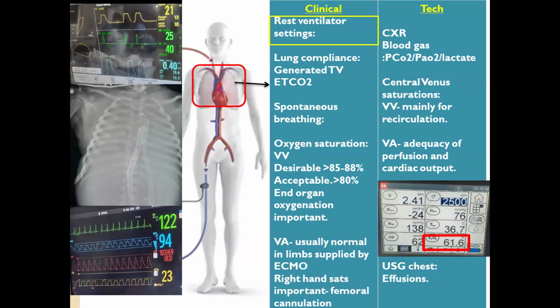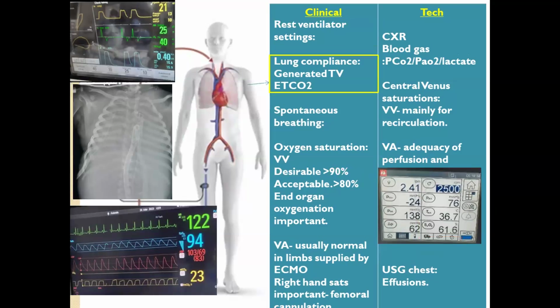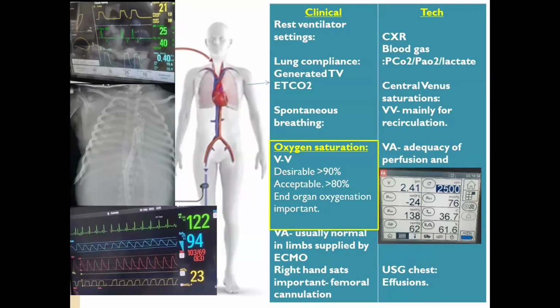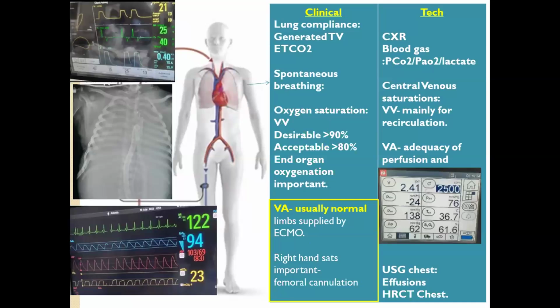When it comes to VA ECMO, we usually expect that saturations are normal, and generally we monitor the saturations in the right hand. The reason for that is, we've had discussions about North-South syndrome. We'll come to that later.